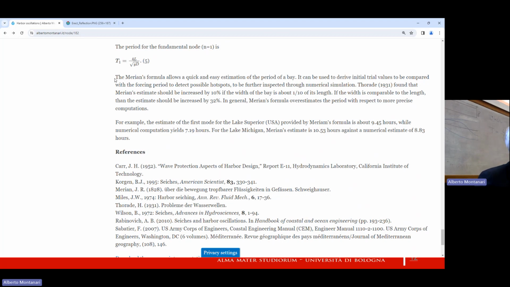If you want to get a more precise estimate, then you have to consider the specific geometry and the interaction, in the 3 dimensions, of incoming wave and reflected wave, and therefore you need a numerical model. But in order to get a first indication, this is something that you can use.